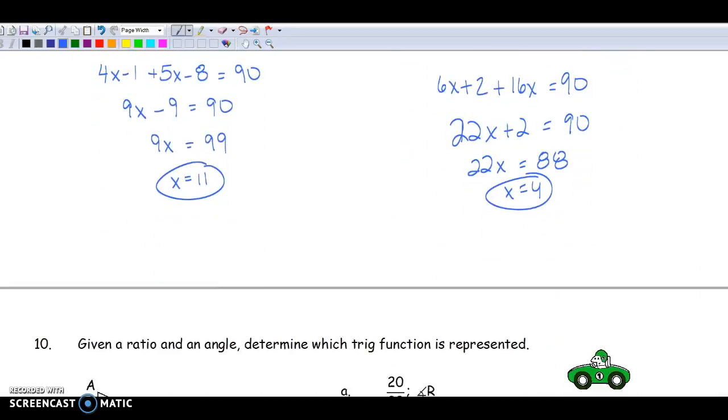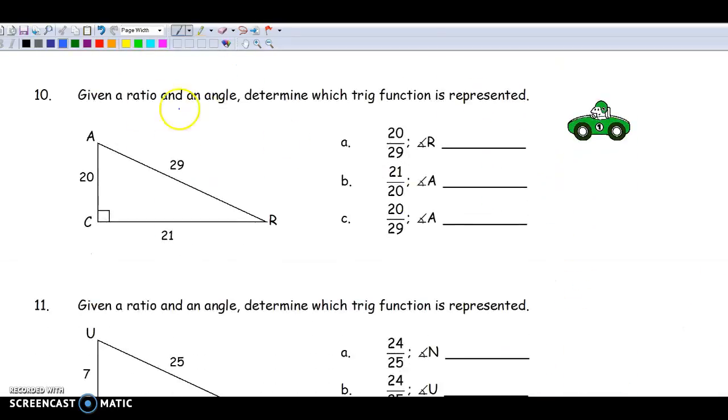All right, so last page. Given the ratio and an angle, determine which trig function is represented. So we're going to be writing sine, cos, or tangent. Again, remember, sine is opposite over hypotenuse, cosine is adjacent over hypotenuse, and tangent is opposite over adjacent.